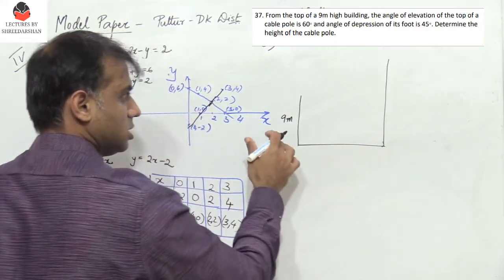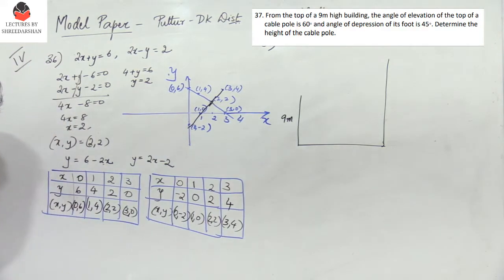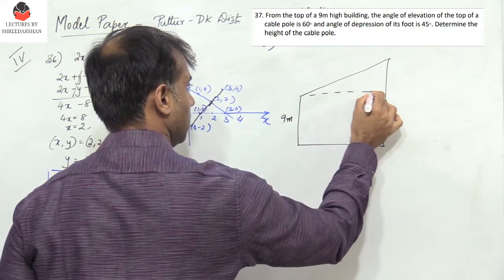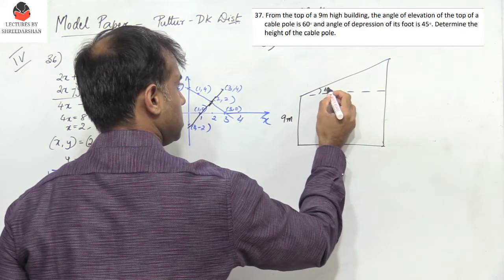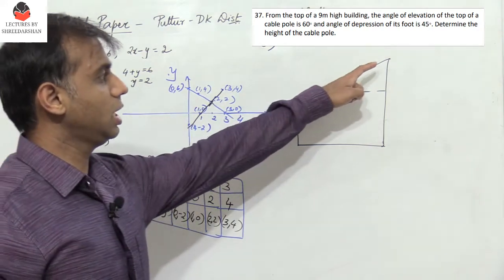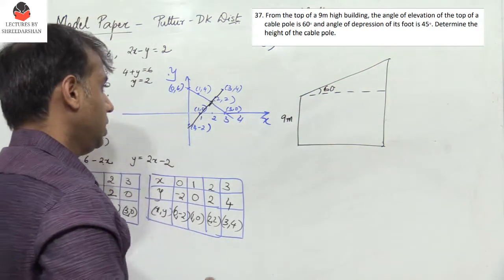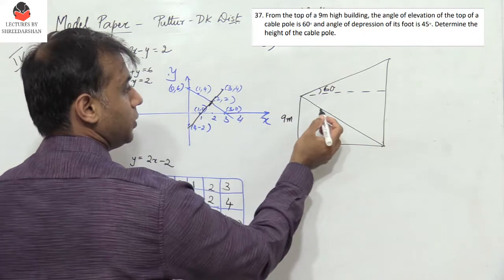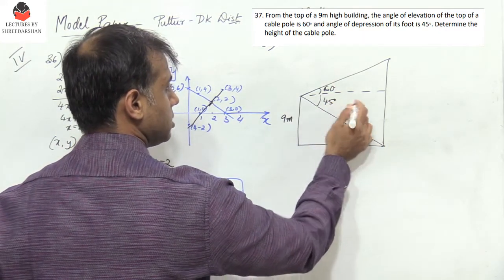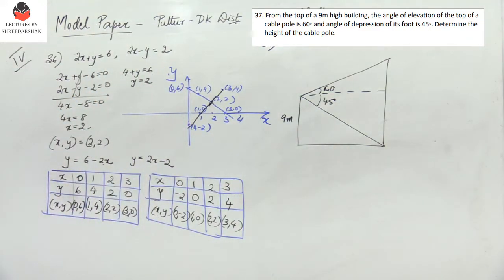So this is the distance between the building and the pole, and it has been given that this angle is 60 degrees. So the angle of elevation to the top of the cable pole is 60 degrees and the angle of depression to the bottom of the pole is 45 degrees. So we need to find the height of the pole. It's a very easy problem.